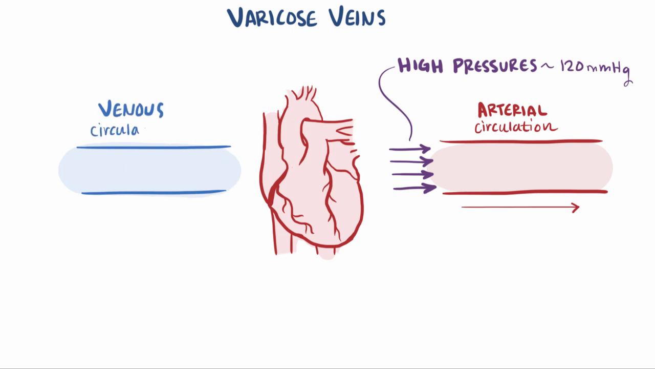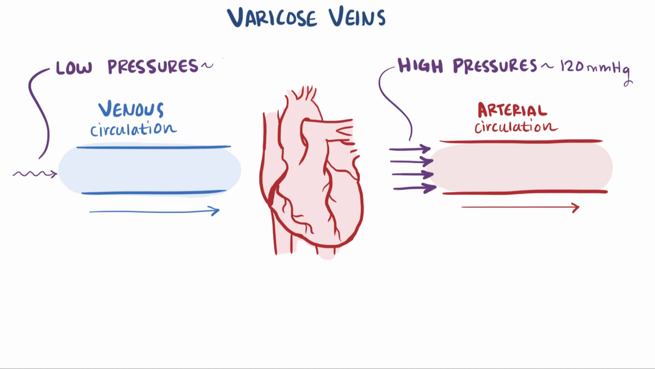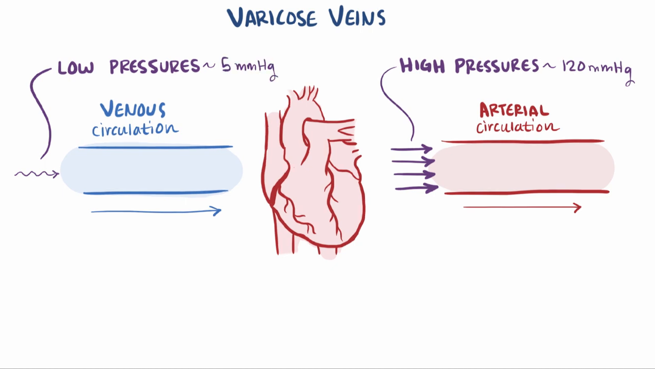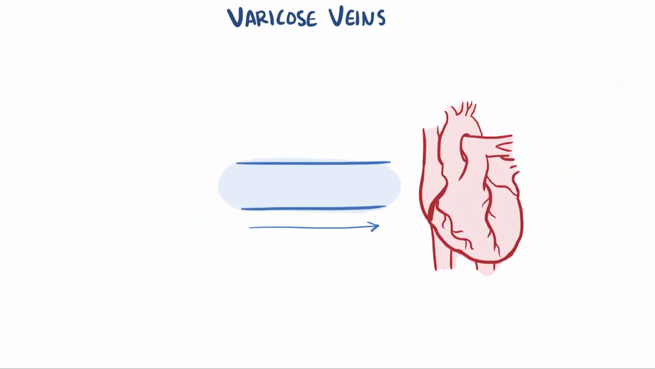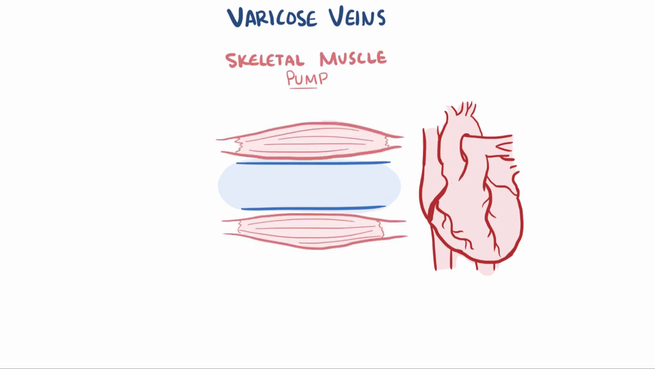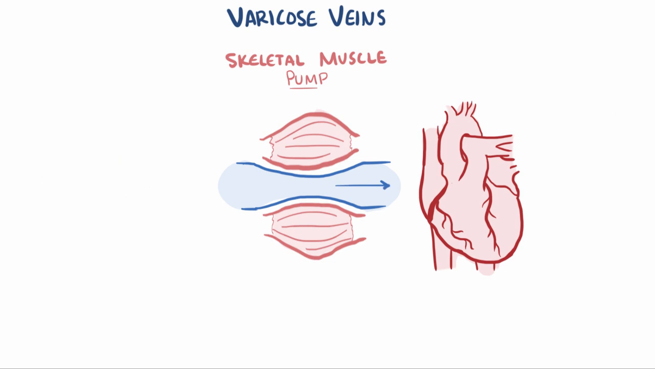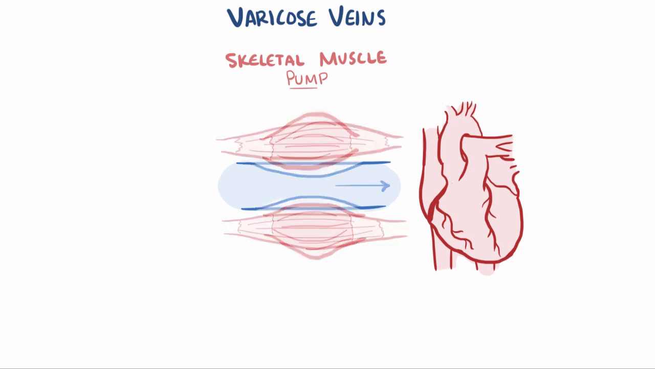The venous circulation, going back to the heart, on the other hand, is a low-pressure system with a central venous pressure around 5 millimeters of mercury. This means that the movement of blood has to rely heavily on what's called the skeletal muscle pump, which is just a way of saying that it relies on the contraction of surrounding skeletal muscles, which compresses the vein and propels blood through the vessels.